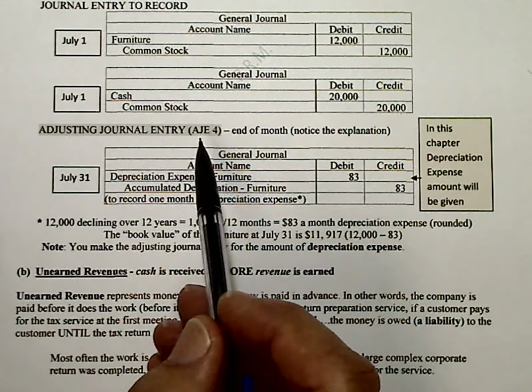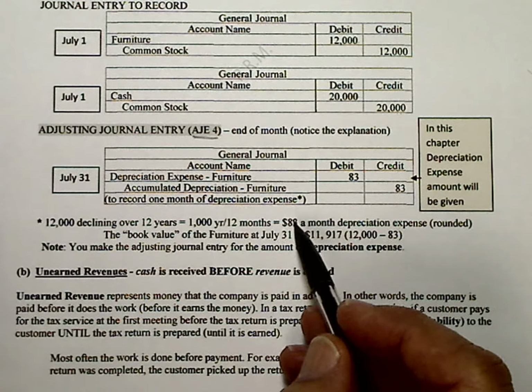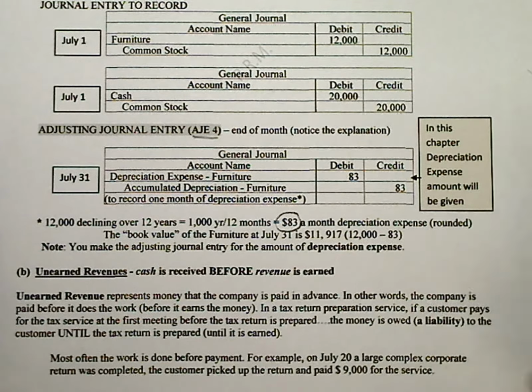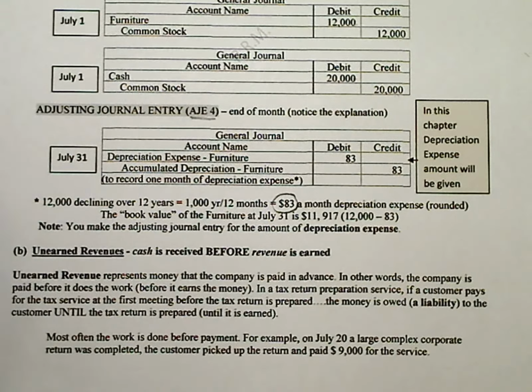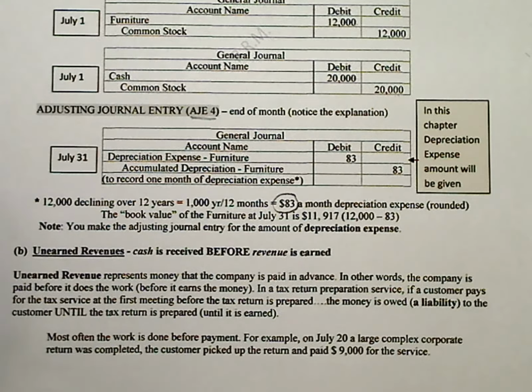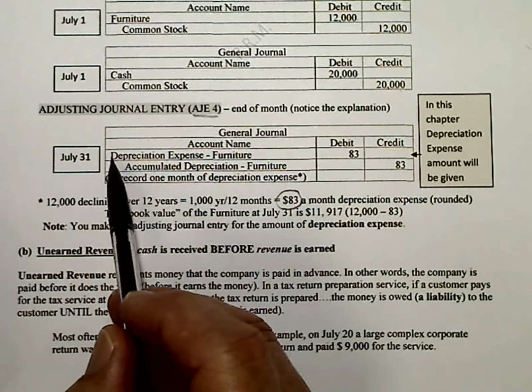So here we have our adjusting journal entry number 4. In this chapter, I'm showing you the calculation. In future chapters, we'll have to calculate it ourselves. But right now, it's just given to us. And so we don't have to look anywhere. We just go with the $83. And the estimate is that equipment, that furniture, it's not equipment, it's furniture, is being used up, declining in value about $83 a month. Here's the 4th adjusting journal entry.